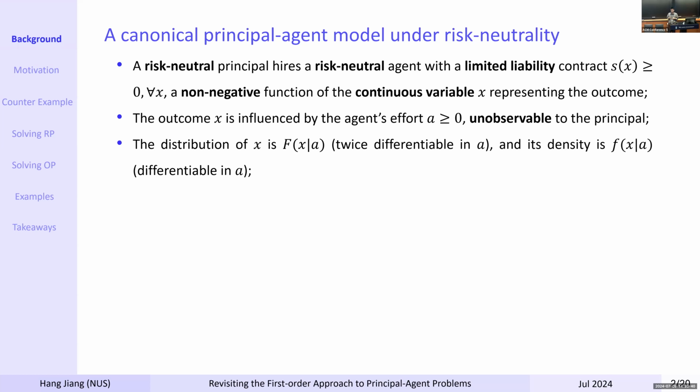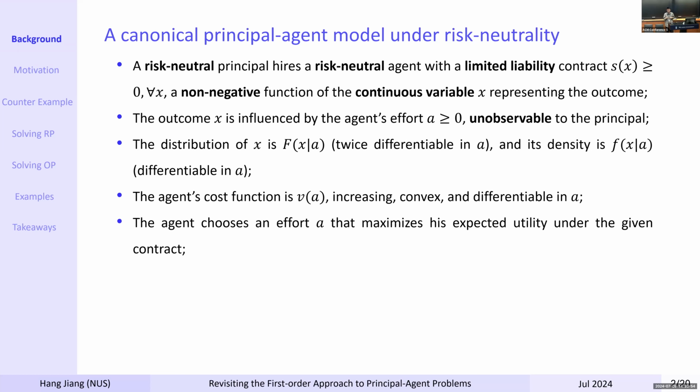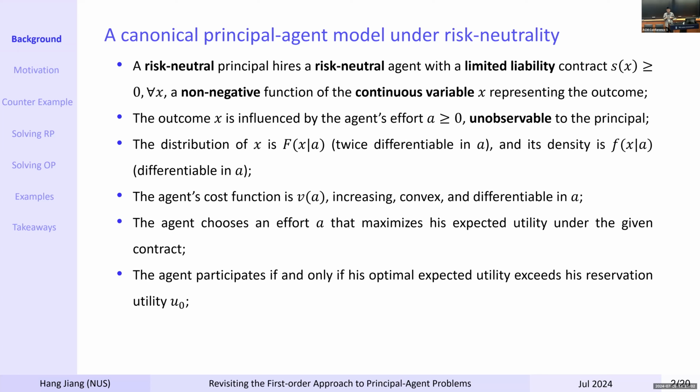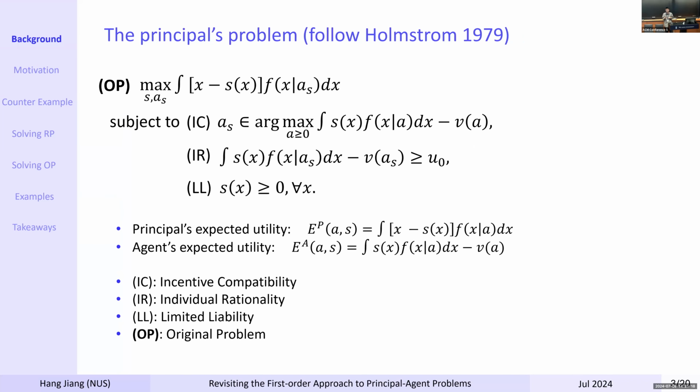The distribution of x is denoted by capital F and is twice differentiable in a. The agent's cost function, b(a), is increasing, convex and differentiable in a. The agent chooses an effort a that maximizes his expected utility under a given contract. An agent participates if and only if his optimal expected utility exceeds his reservation utility u0. Based on this information, the principal selects an optimal contract to maximize her expected utility. So this is the classical setting of moral hazard principal-agent problems.